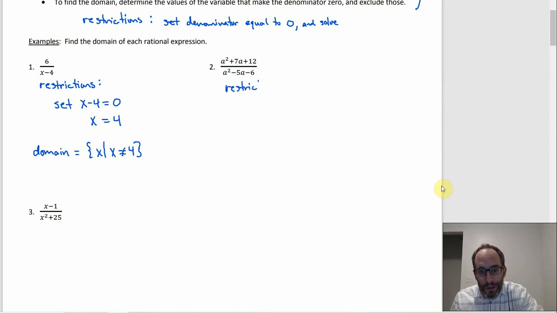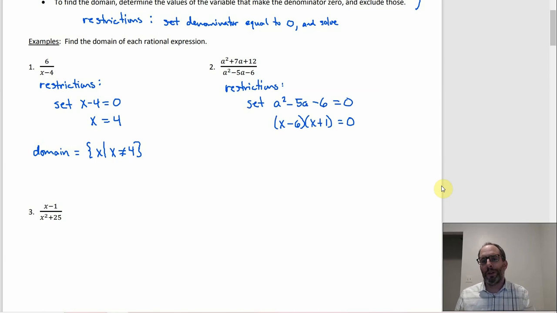So in order to find the restrictions, we're going to set the denominator equal to 0. So we're going to set a squared minus 5a minus 6 equal to 0. And that will factor because (x minus 6)(x plus 1) will multiply out correctly, right? We need a pair of factors of negative 6 that add to negative 5. So that's what's going to work.